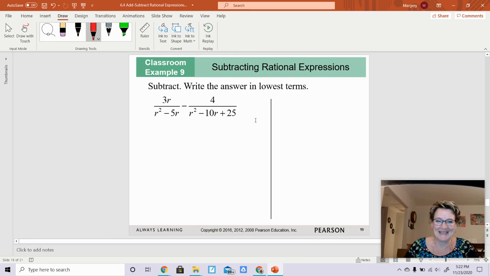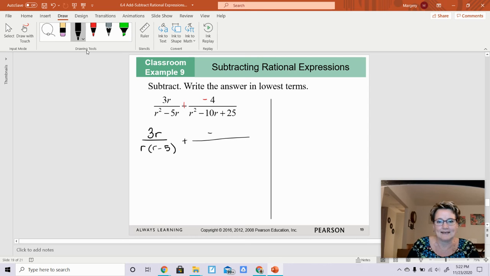All right, same thing here. I don't like subtraction problems, so I'm going to change that to addition, make that its opposite. I'm good, got rid of the subtraction problem. I do have to factor it if I can. So the first fraction looks like this. They both share an r, so it's going to be an r minus 5.